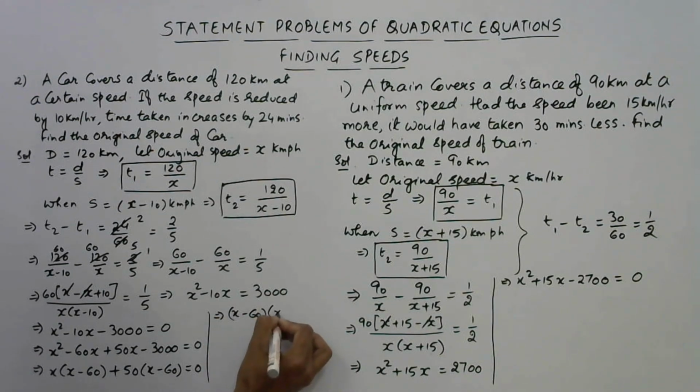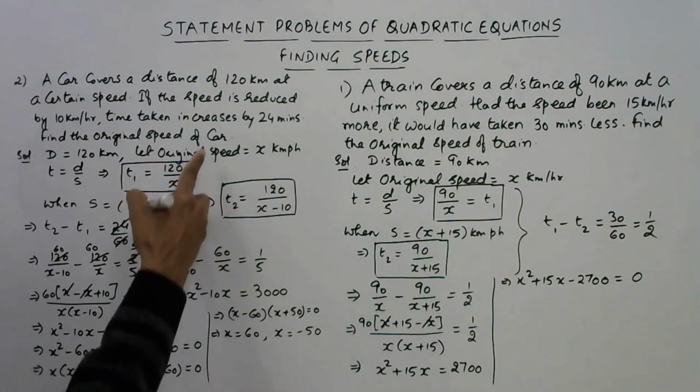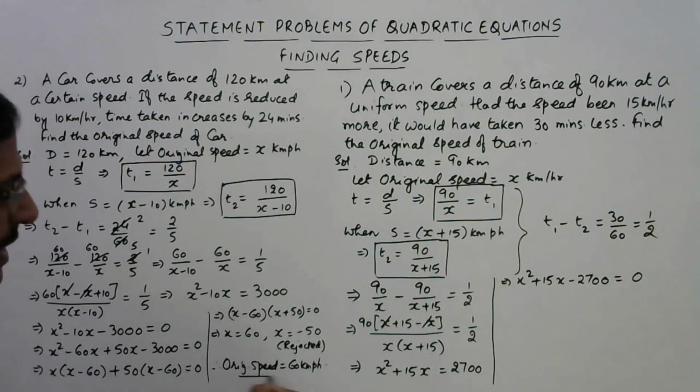So either x minus 60 or x plus 50, giving you x equal to 60 and x equal to minus 50. Speed cannot be negative, so this is rejected, thereby giving you the final answer. Therefore, original speed is 60 km per hour. So this is the answer of the first question.